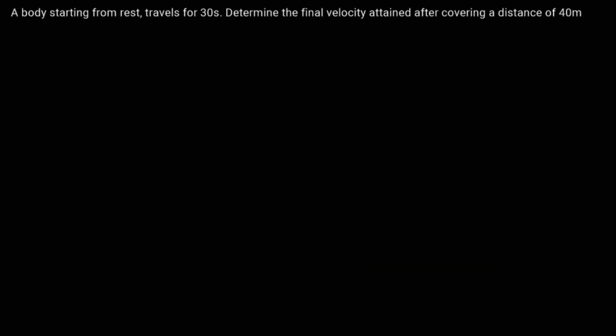All right, a body starting from rest travels for 30 seconds. Determine the final velocity attained after covering a distance of 40 meters. If a body starts from rest, it means that its initial velocity u is equal to 0. And then it travels for 30 seconds. That means the time of travel is 30 seconds. Now, determine the final velocity v attained after covering a distance of 40 meters. So the distance s is 40 meters.